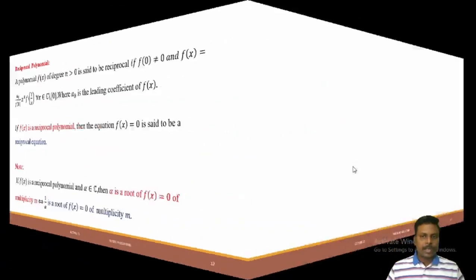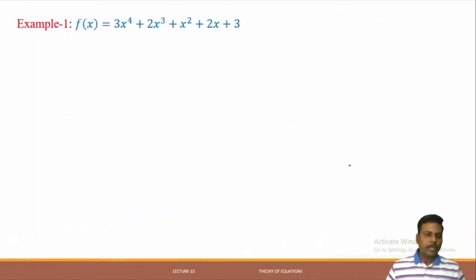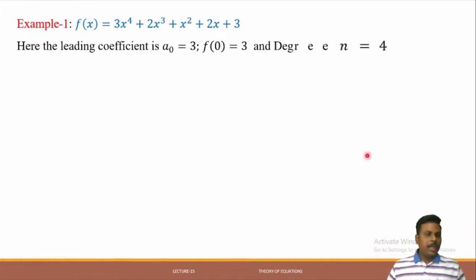Now, let us look at some examples of reciprocal polynomial. Here is an example. F of x is equal to 3x power 4 plus 2x cube plus x square plus 2x plus 3. Let us see whether it satisfies the definition of the reciprocal polynomial or not. See, the leading coefficient here is a naught, that is the highest power coefficient. Leading coefficient a naught is equal to 3, and f evaluated at 0 means if I substitute 0, then we are going to get the constant term. And here the degree of the polynomial is n is equal to 4.